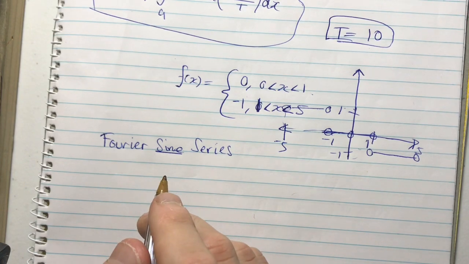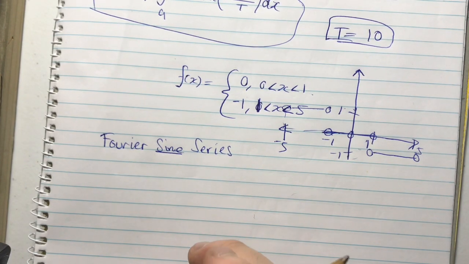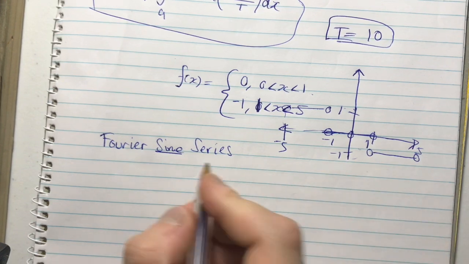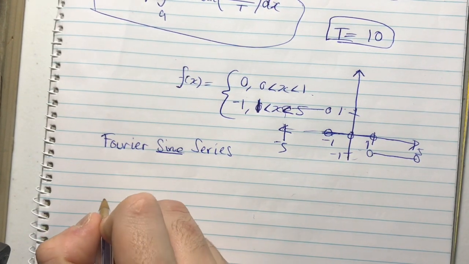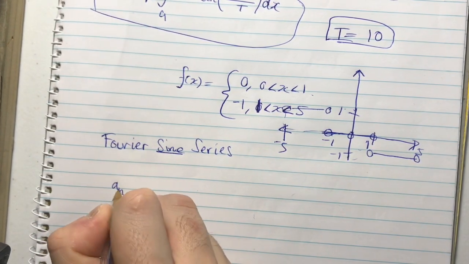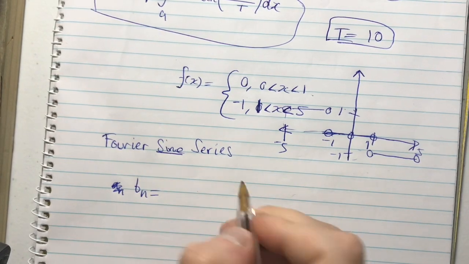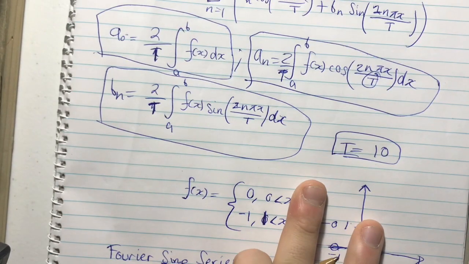So that's just a good little tip, so you don't waste your time finding out that a0 equals 0. So let's get into the problem. We're finding out bn since we're doing a Fourier sine series. So what's the formula for bn?